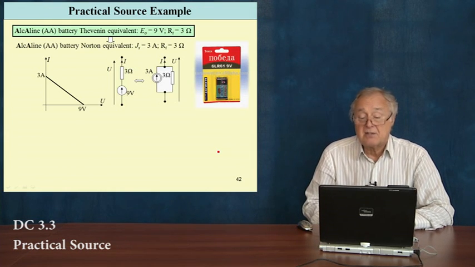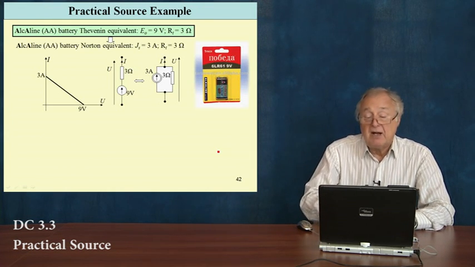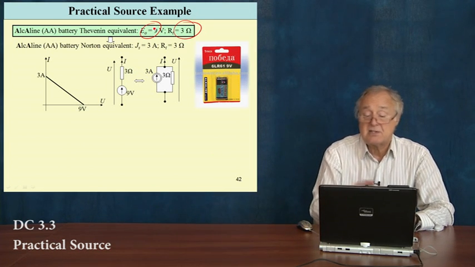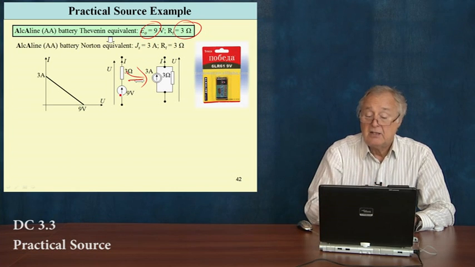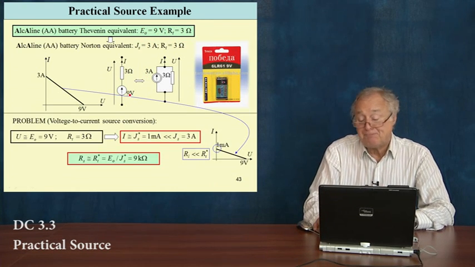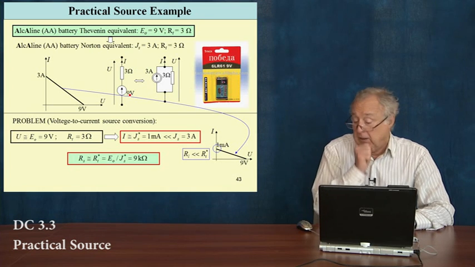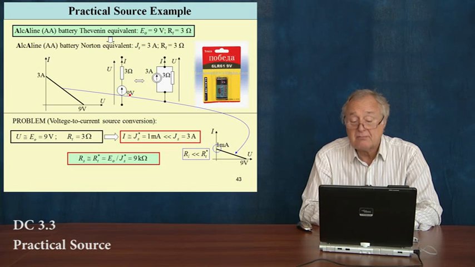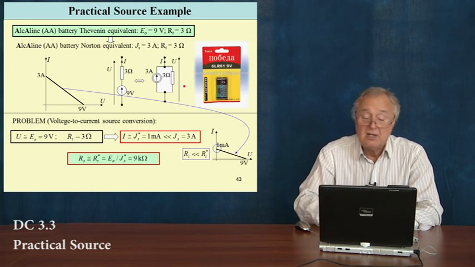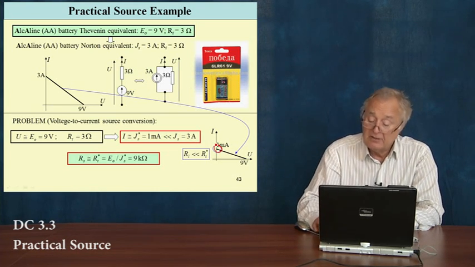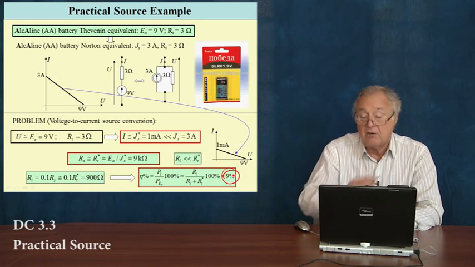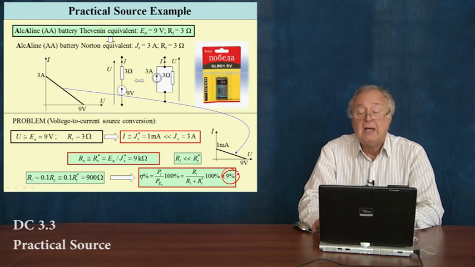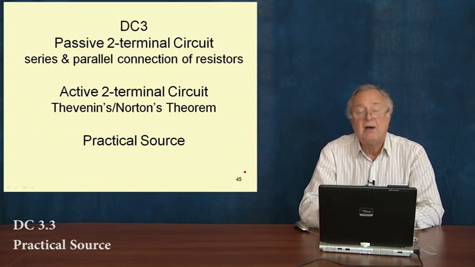For this practical circuit, we have a 9-volt battery and 3 ohm internal resistance. Obviously, it can be converted to a current source. From this voltage source, we have obtained a current source of 1 milliamp. However, efficiency is 9% only. Okay, I think that we will discuss this practical source example in the lecture room, and for now, that's all. Thank you.